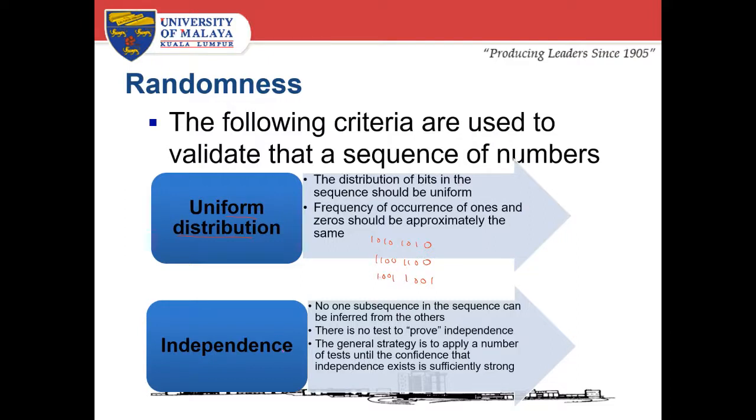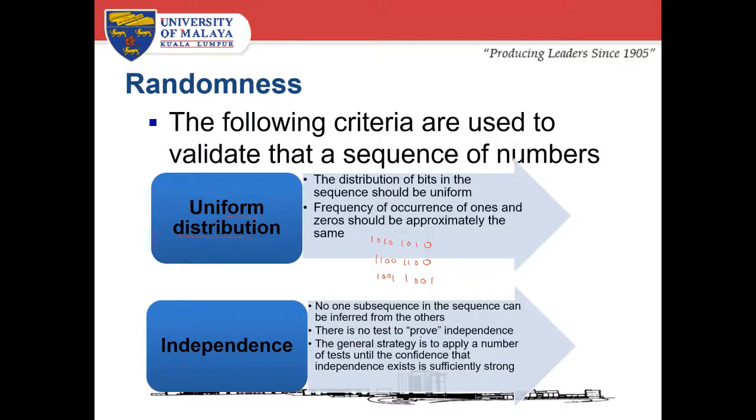Then you have the independence. No one subsequence in the sequence can be inferred from the others. So no one subsequence, or what we call digital generation, can be inferred from the others; it is totally independent. Meaning the next output does not really depend on the previous output. Block number 2 does not necessarily depend on block number 1. You can see that in counter mode.